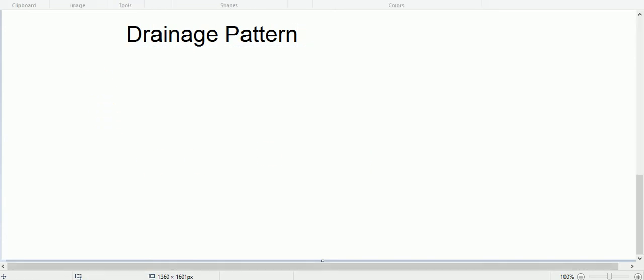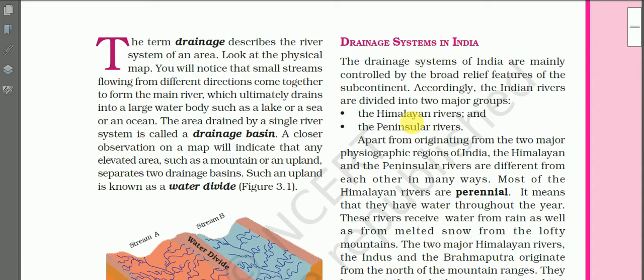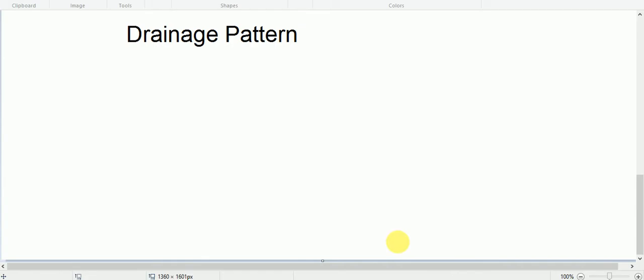Here in this text we don't find any drainage pattern because this is the latest edition, and that portion has been cut. But still, it is very important to understand, and it is also mentioned in the old edition book. Okay, let us see what those patterns are.